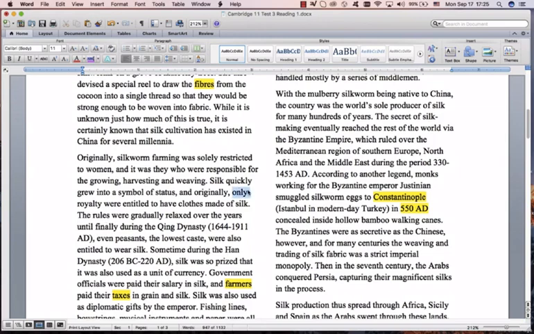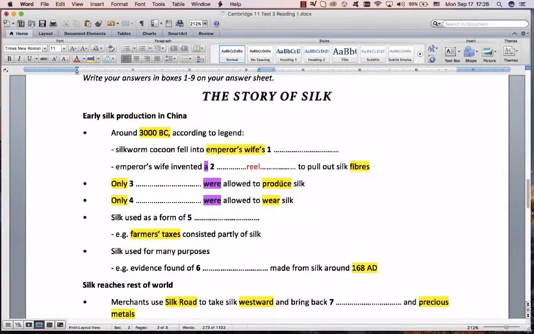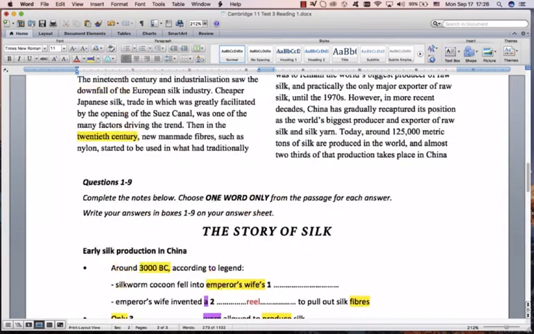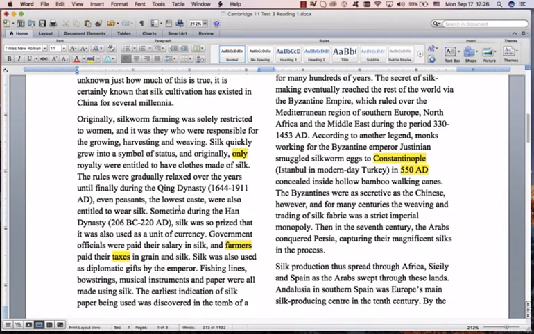Now, I do see only over there. So let's look at that one. Only royalty were, there's a good clue, entitled to have clothes made of silk. To have clothes made of silk. That's not produced, so it's not that only. So I'm looking for another only.